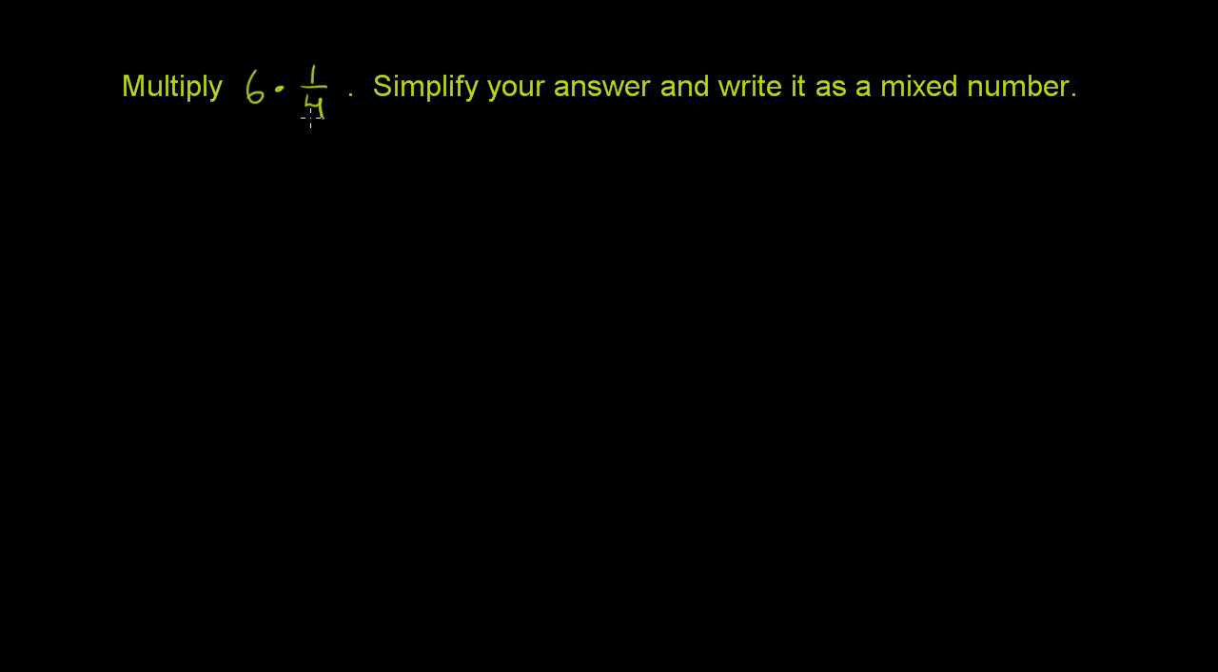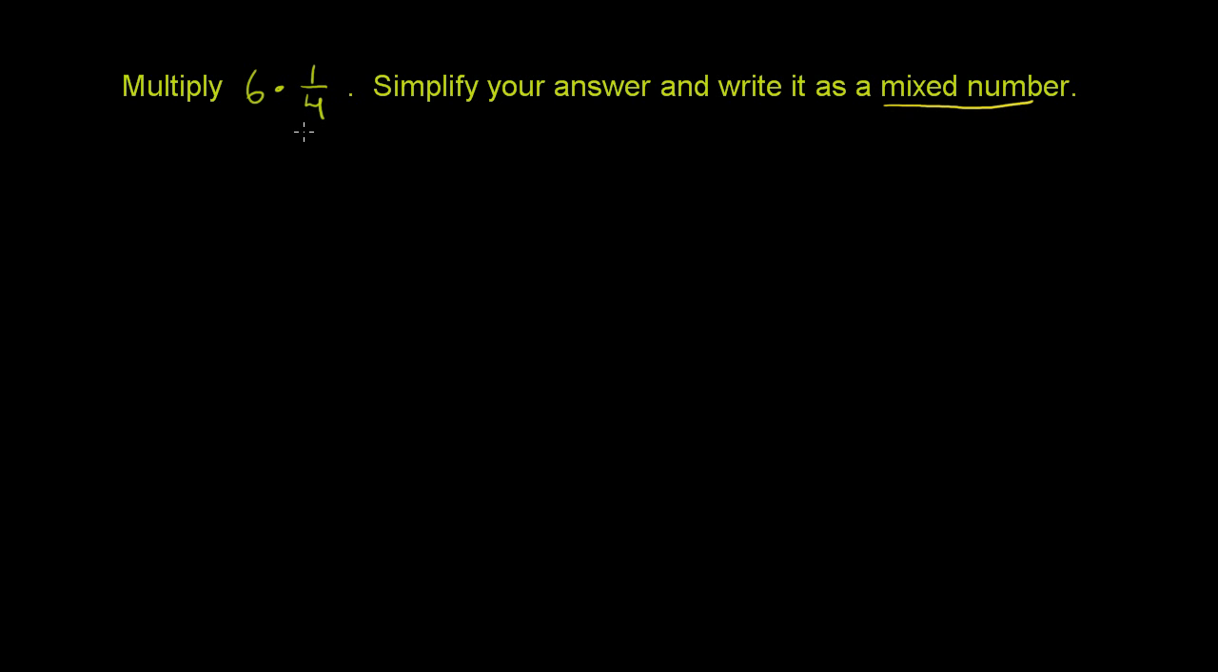Multiply 6 times 1/4. Simplify your answer and write it as a mixed number. So let's just do the multiplication. At first, when you try to multiply 6 times 1/4, you'll be like, well, gee, I know how to multiply a fraction times a fraction. I know how to multiply a whole number times a whole number. But what about a whole number times a fraction?